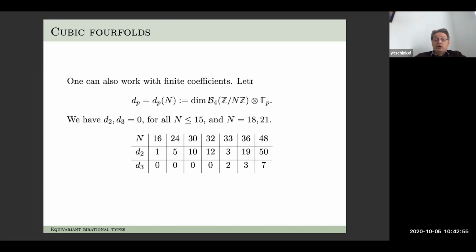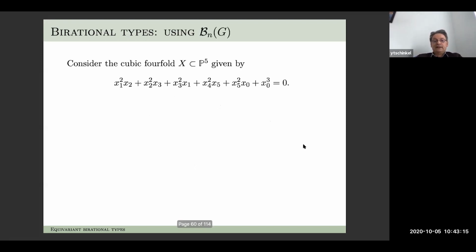So we can also look at torsion in our groups, and then we get a little bit more. We get non-trivial torsion mod 2 for n equals 16, 24, and 30, things that were not accessible previously. And there's also some 3-torsion that showed up. So let's do concrete examples.